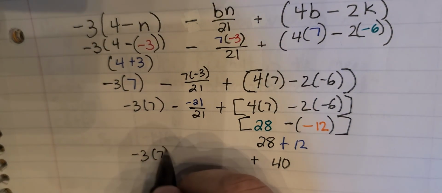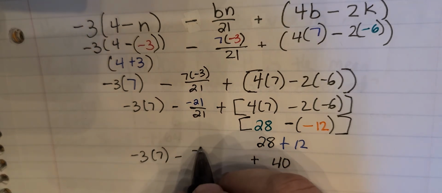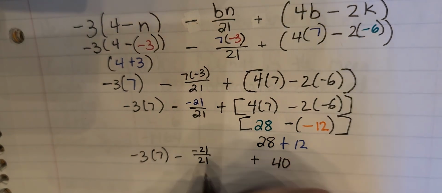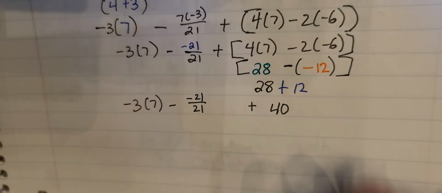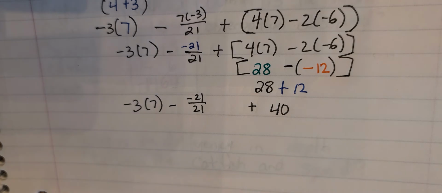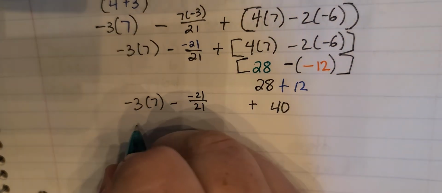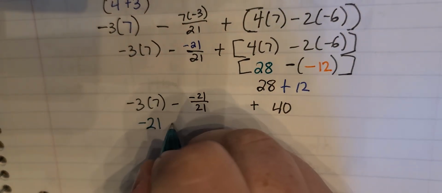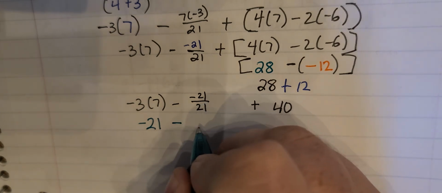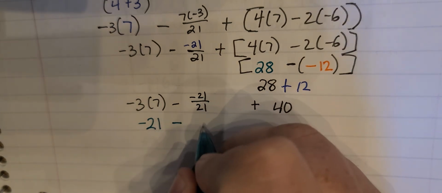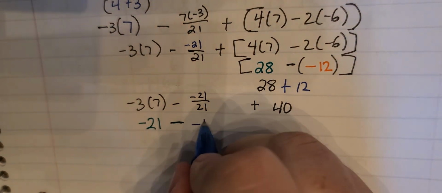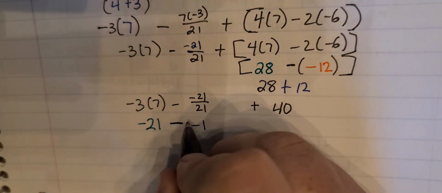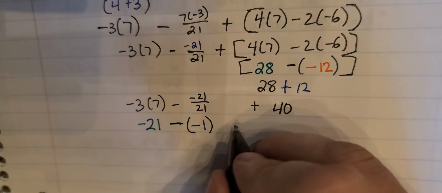Negative 3 times 7 minus a negative 21 over 21 plus 1. All right, so now I'm going to do my multiplication and division. I'm going to do both of these steps in one shot. This gets us negative 21 minus, now negative divided by a negative gives me a positive. 21 divided by 21 gets me a 1. This gets me a 1. I'm going to wall that off with parentheses. And we're just bringing down the plus 40.